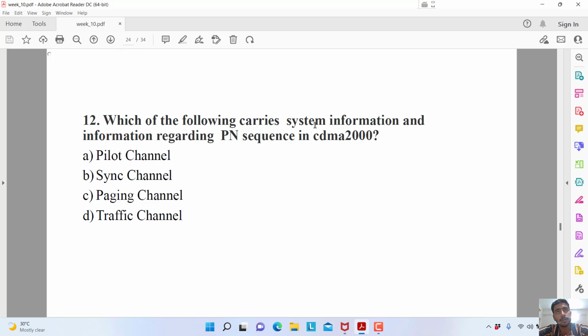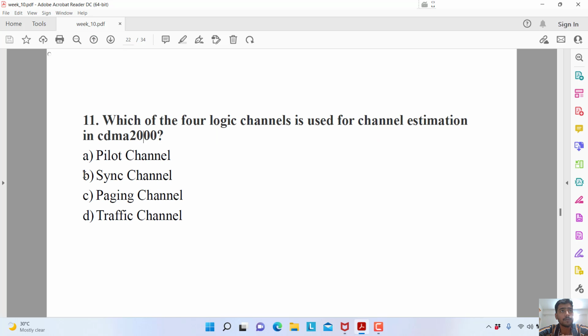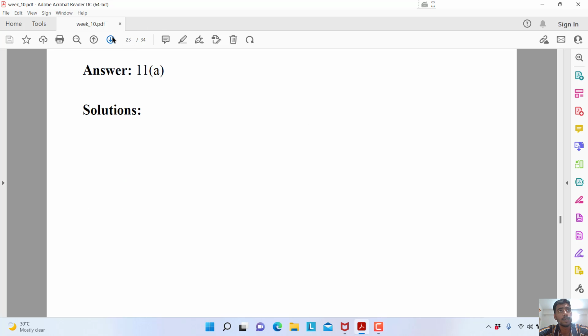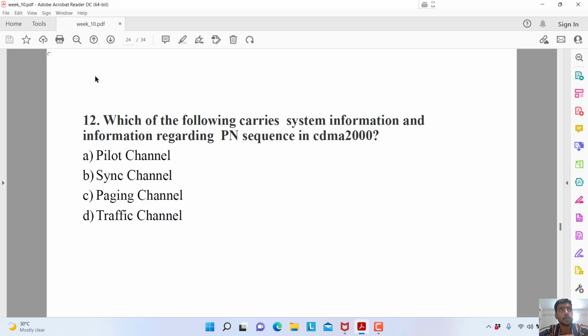Again, which of the following carries system information and information regarding PN sequences in CDMA 2000? From the synchronization channel, we can get the information about the carrier systems, and we can know about the PN sequences. Last time we discussed the paging pilot channel, which is used for channel estimation. Here we know the role of the synchronization channel.